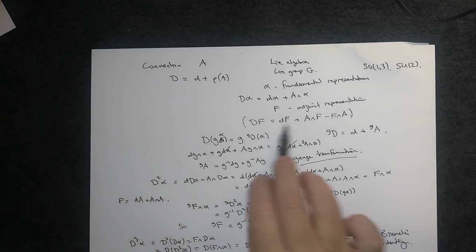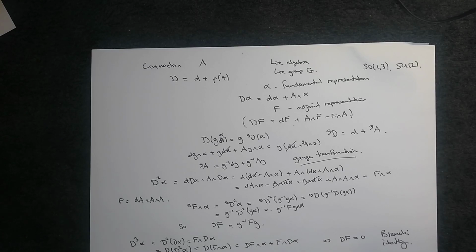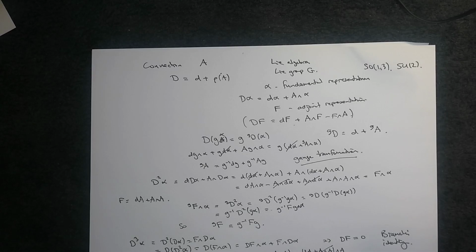We can see this explicitly from this formula here. If we look at DF, that's d of dA plus A wedge A, plus A wedge dA plus A wedge A, minus dA plus A wedge A wedge A. I'll bring this into view in a moment. The cubic terms in A go away. This thing d squared is 0, so we get dA wedge A minus A wedge dA plus A wedge dA minus dA wedge A, which is 0.